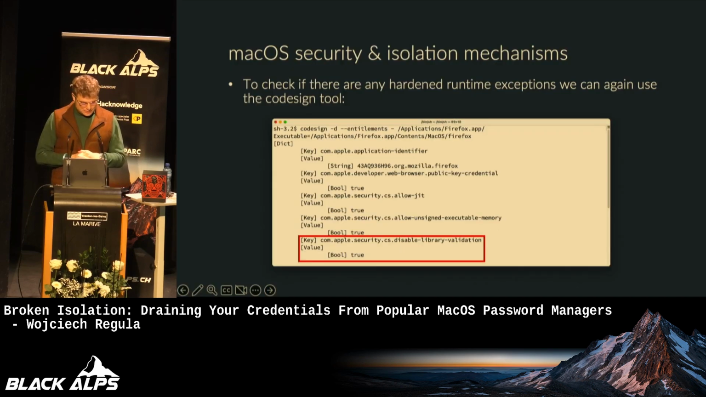Great. So let's, for example, take a look at Firefox to check if there are any runtime exceptions we can use. And you may ask, okay, Firefox has disable library validation set to true. I reported it in 2019, I think. And Firefox responded to me, yes, because we support Flash, which is a plugin signed with a different team ID, so we need to have disable library validation set to true.